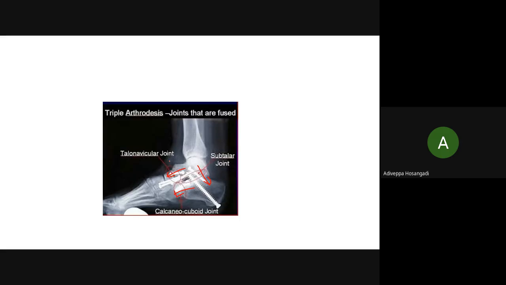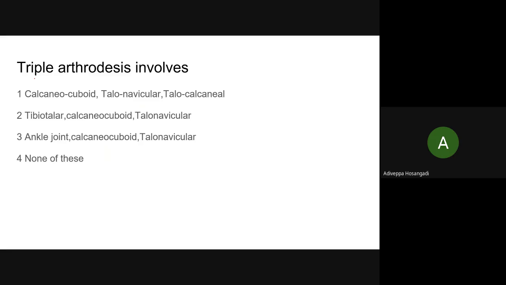So we'll go back to this question. Triple arthrodesis involves... It is very confusing if you do it like this. So please go and read very, very patiently. Tibiotalar is not involved at all, so this answer is wrong. Ankle is not involved in triple arthrodesis, so the answer is this: talocalcaneal, talonavicular, and calcaneocuboid.